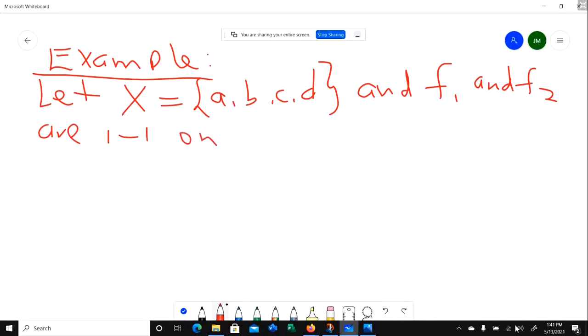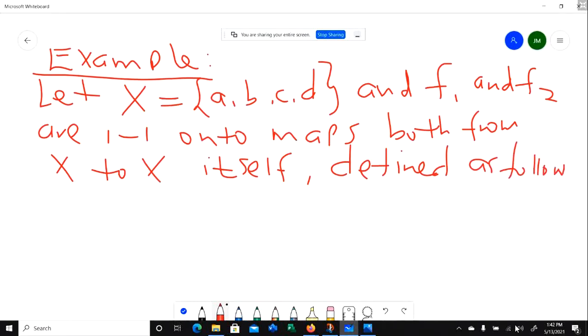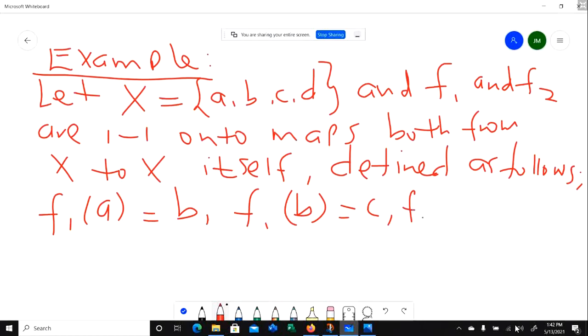are 1-to-1, both from X to X itself, defined as follows. F1 of A is equal to B, F1 of B is equal to C, F1 of C is equal to A, and F1 of D is equal to D.